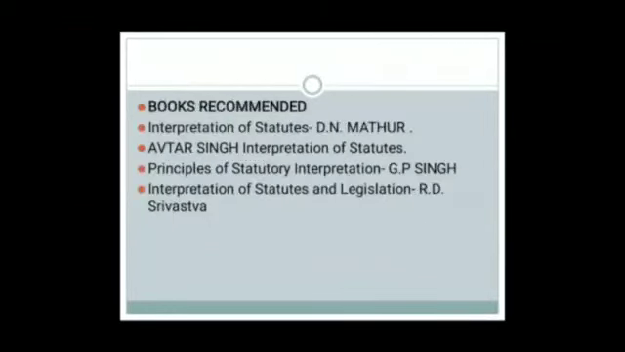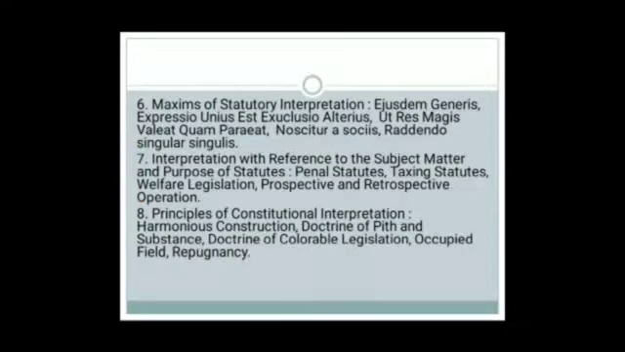Now moving on to the books recommended. There are these books: Interpretation of Statutes by Apeksha Singh, Interpretation of Statutes by D.N. Mathur, Principles of Statutory Interpretation by G.P. Singh, and Interpretation of Statutes and Legislation by R.D. Srivastav. These four books are recommended, and you can see them for your reference.